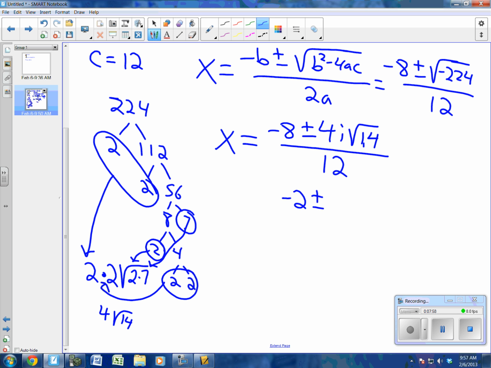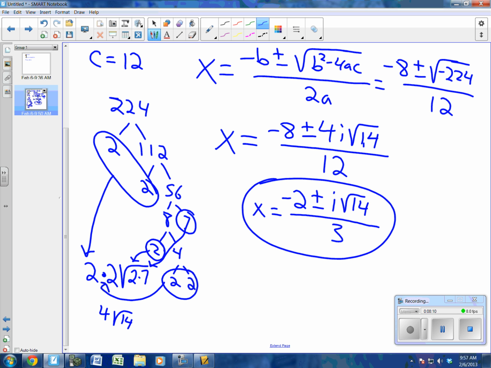4 into 4 goes how many times? Once. So it's going to be 1i square root of 14. And 4 will go into 12 how many times? 3. And so here is your answer. Well, 4 into 4 is 1 time, and 1i is just an i, so you don't have to write 1i.